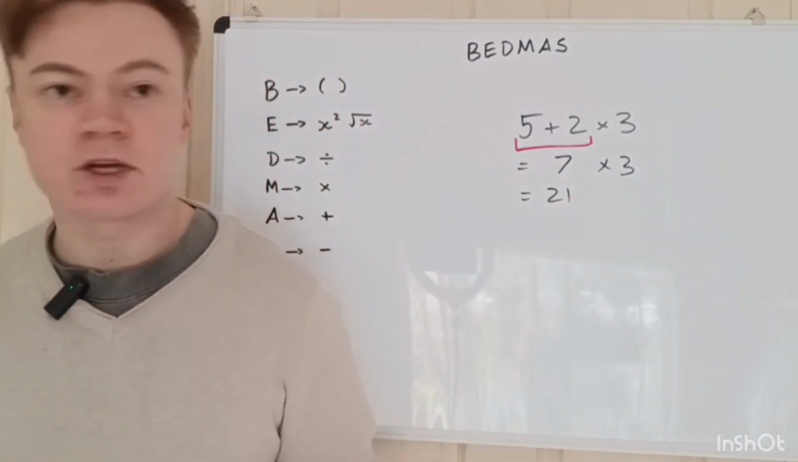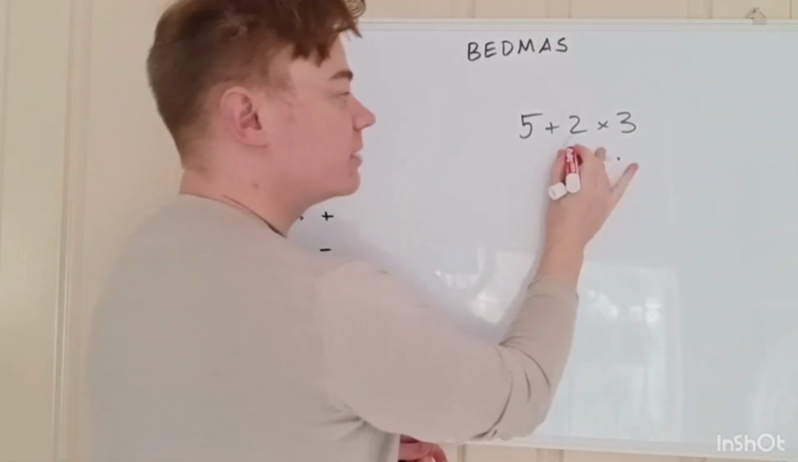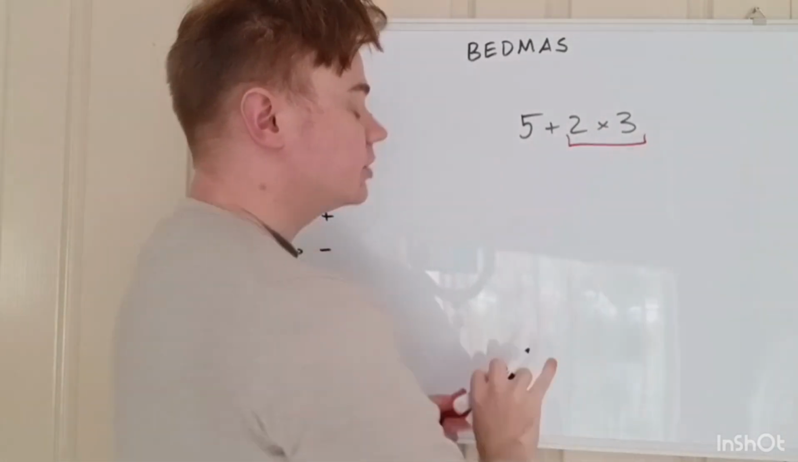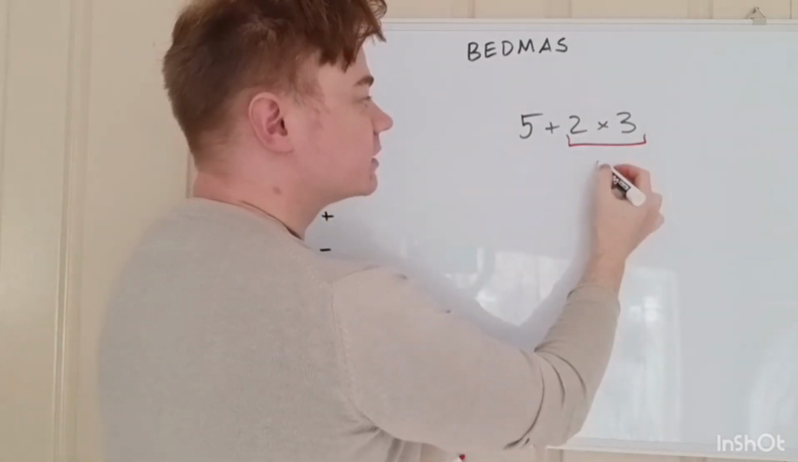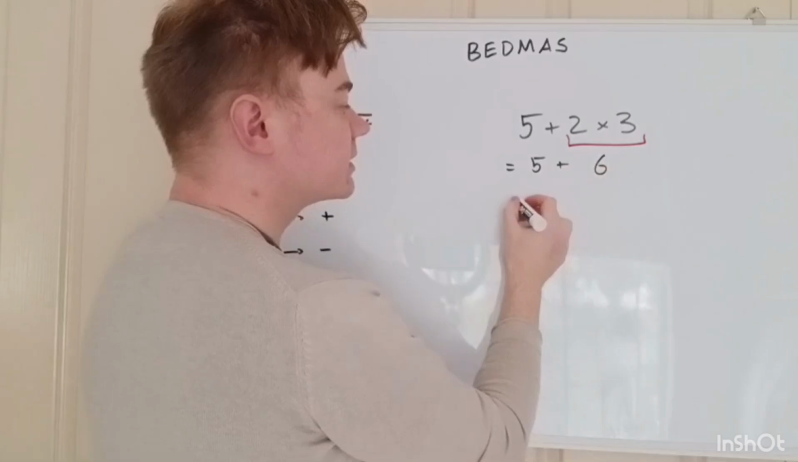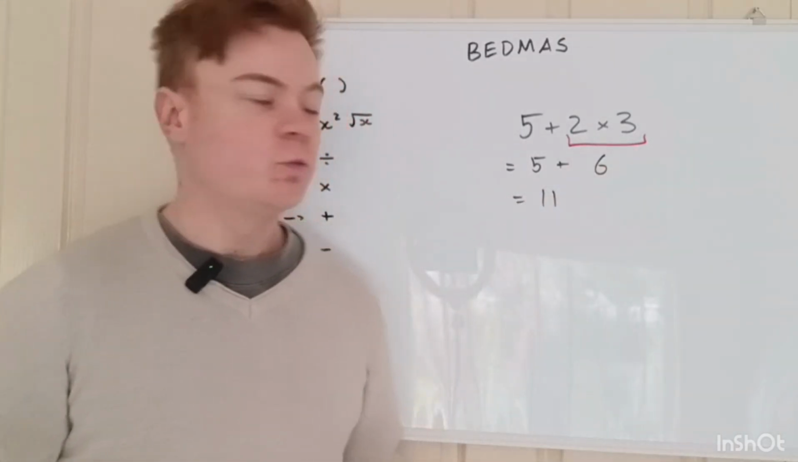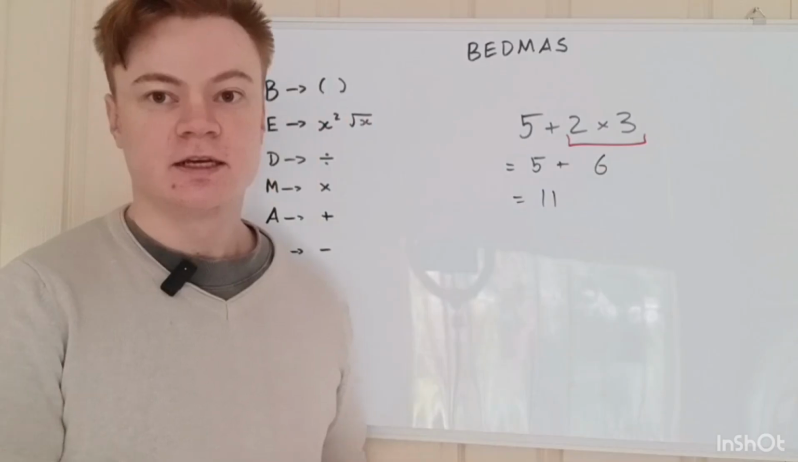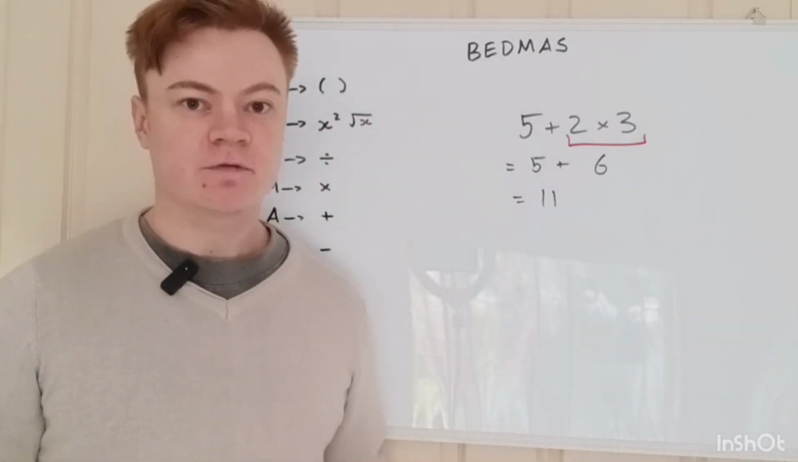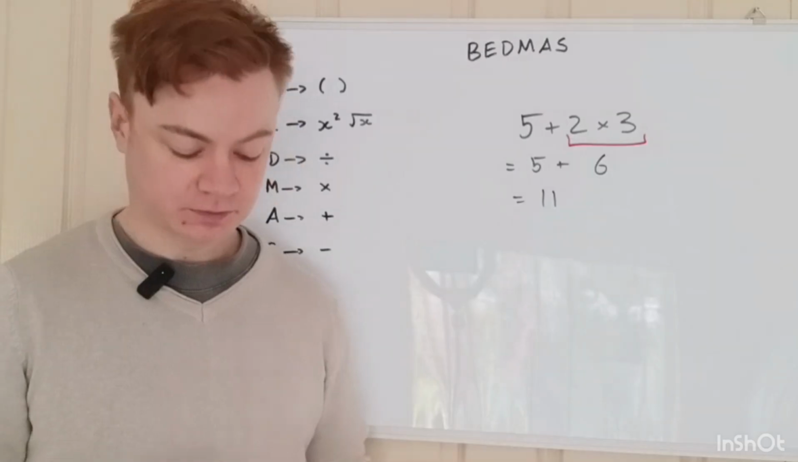But we can also go and do the 2 times 3 first. 2 times 3 gives us 6, and then 5 plus 6 gets us 11. So depending on which operation we do first, we get a different answer. And of course that's not good because we want the same answer for maths.